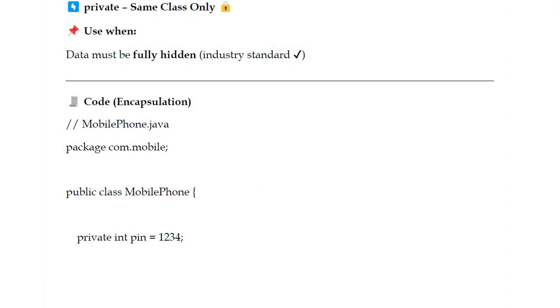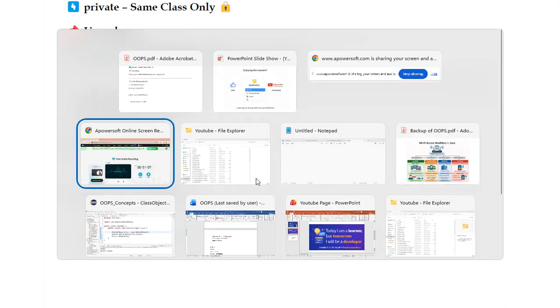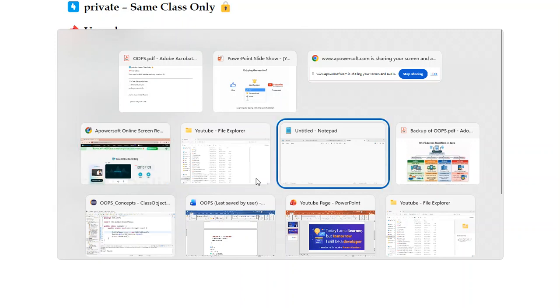It's fully hidden. As per the industry standards, we should give this only. Until it is required for anyone, you should give it as private only. It should not be accessed from outside. First I'll go with the existing example itself, then you can easily understand.